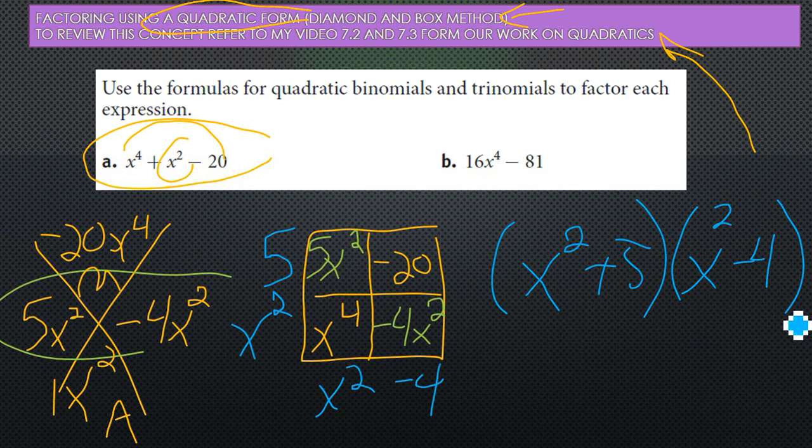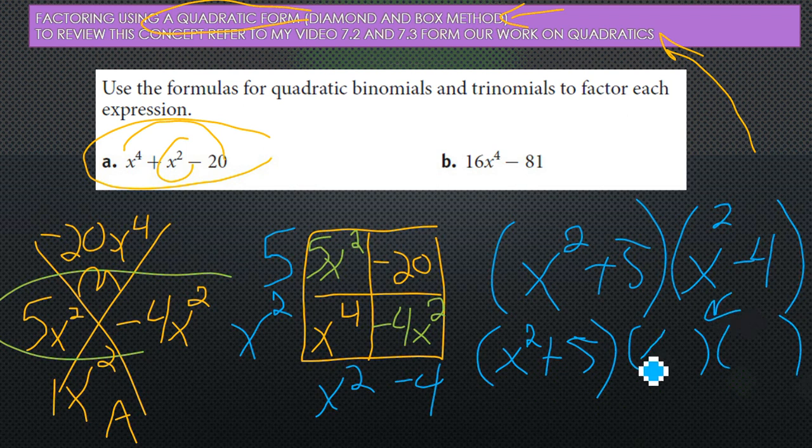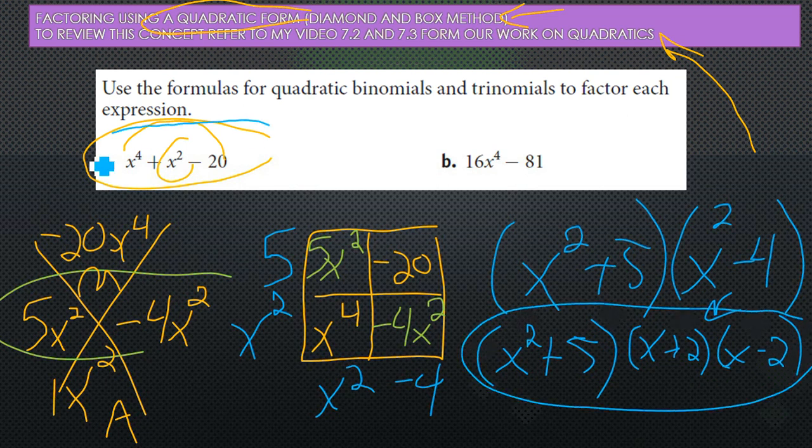Now, we're almost done with this one. This one actually has a difference of perfect squares within it. So a lot of times we have to do 2 levels of factoring. So the x squared plus 5, there's nothing I can do with that one. But remember our difference of perfect squares that we just covered. This right here is going to factor as x plus 2 and x minus 2. So in this case, this has 3 factors for this problem right here.